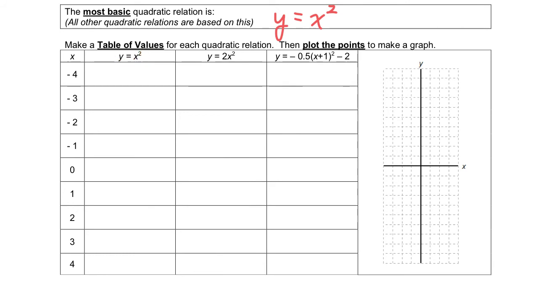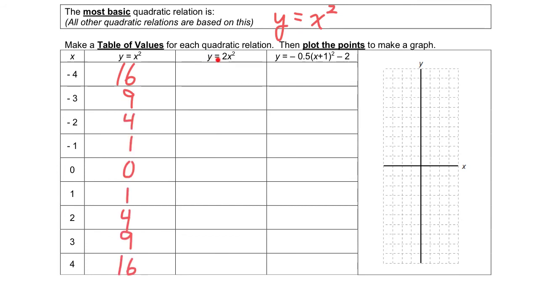Remember what squaring means? It means you're multiplying that number by itself. So if x is minus 4, then y is minus 4 multiplied by itself. Minus 4 times minus 4. The answer is 16. For x being minus 3, y is equal to minus 3 times minus 3, which is positive 9. And when you continue that pattern, squaring each value of x, you end up with this.